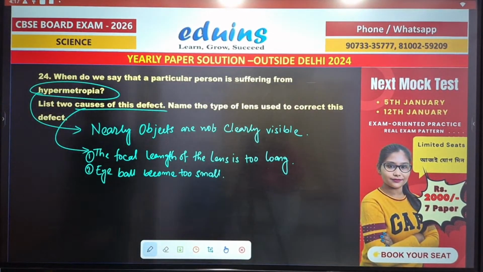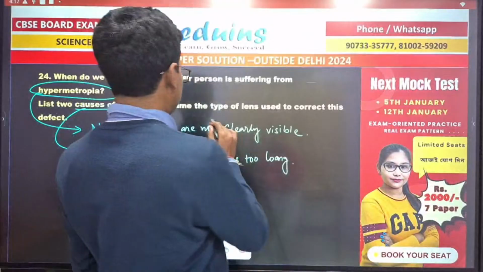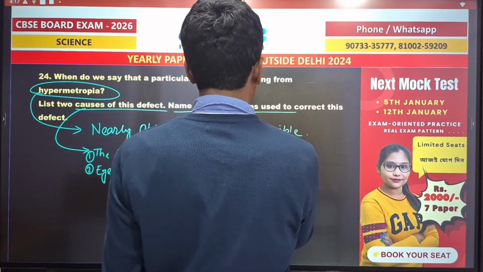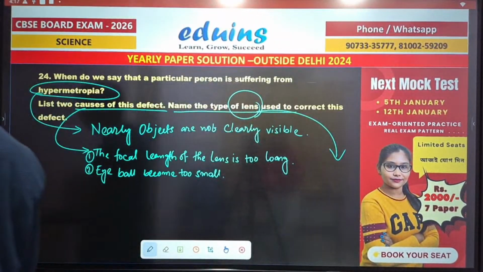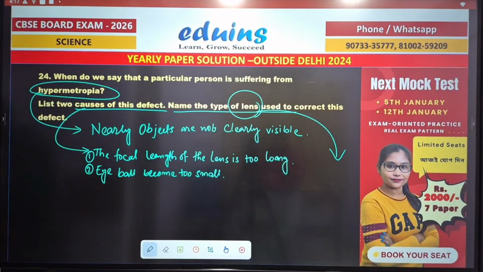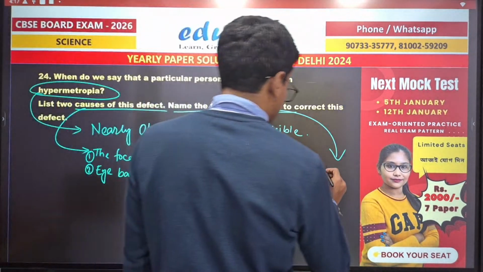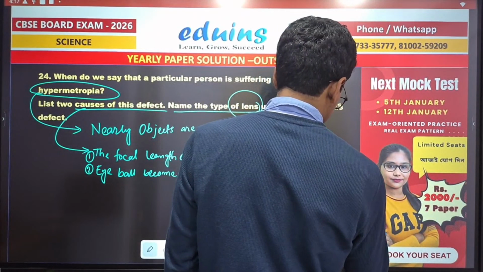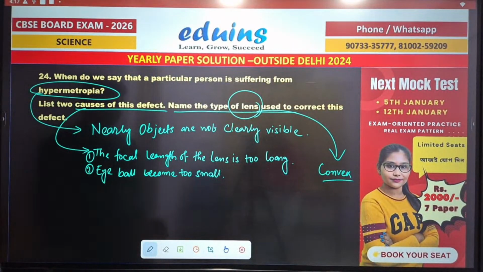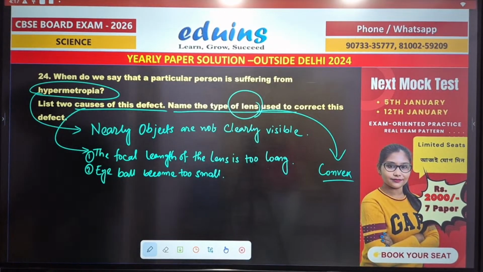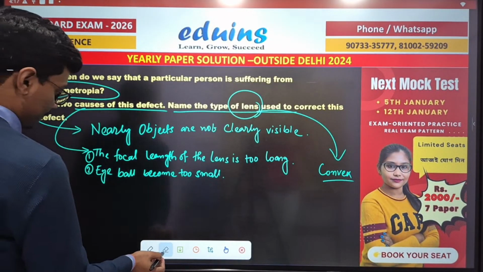Okay. So the next part is to name the type of lens used to correct this defect. Which lens? Bishan gave the answer, that is convex. Very good. Convex. This hypermetropia can be corrected with a convex lens. Let's go to the next question.